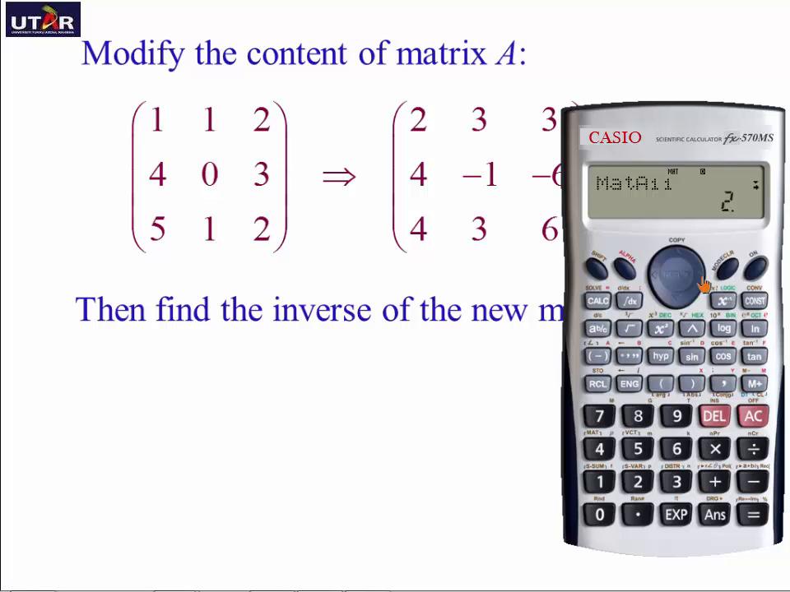Alright. Let's cycle through all the numbers. 2, 3, 3, 4, negative 1, negative 6, 4, 3, 6. Alright, all correct. Let's clear the screen.